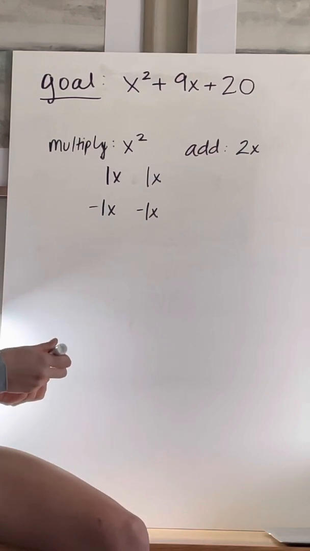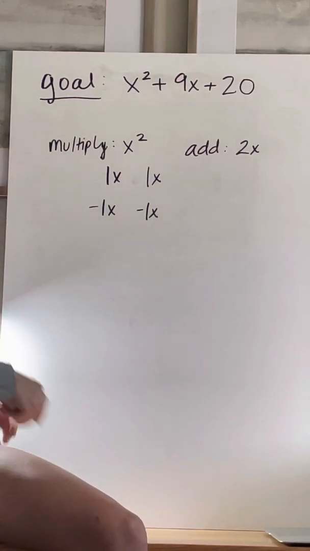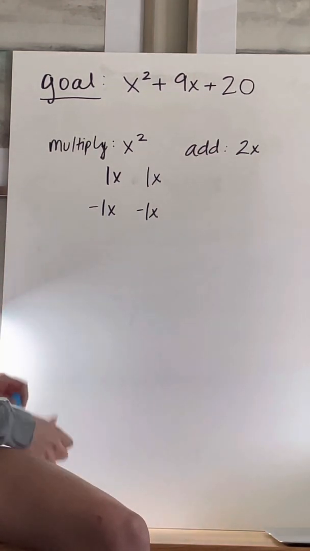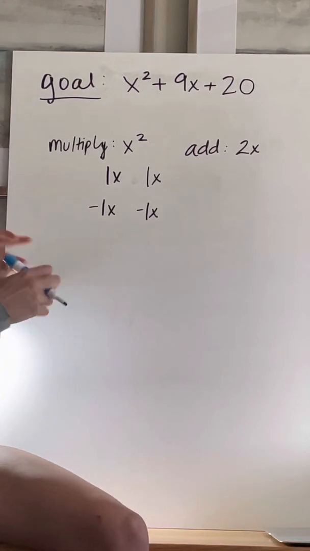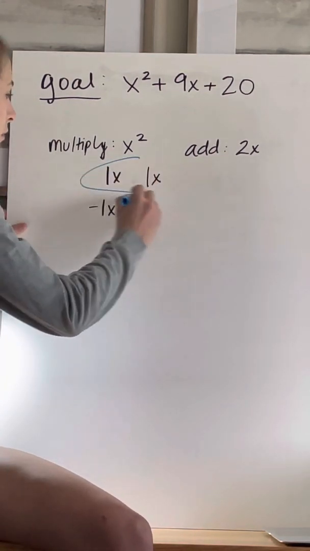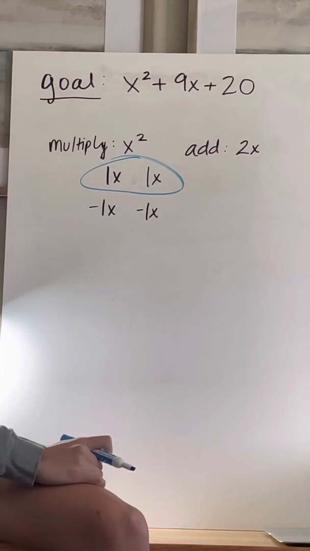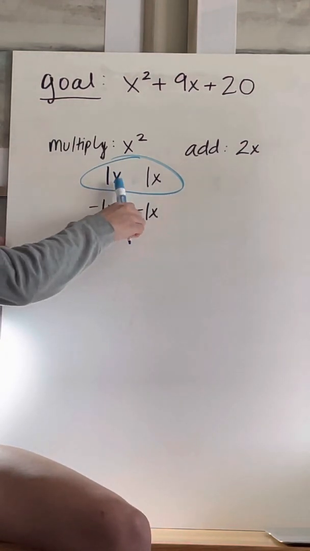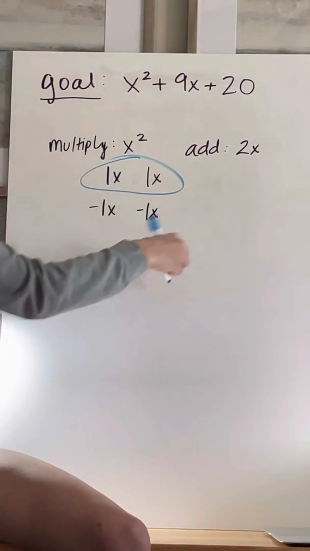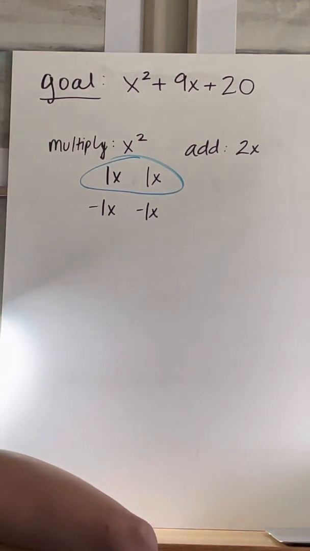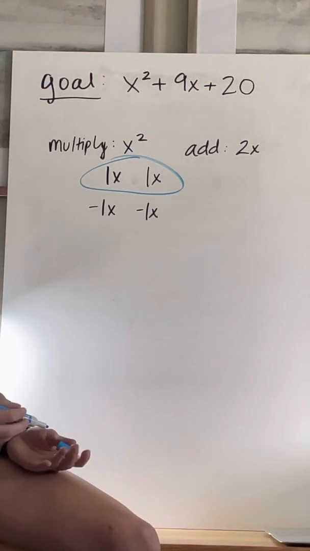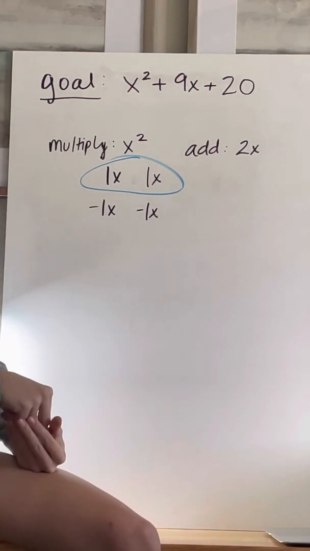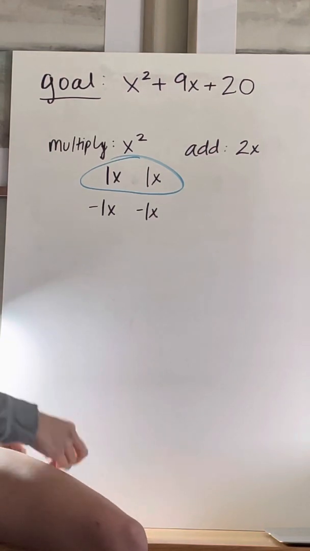So when you look at those 2, which one do you think is going to work? It's going to be this one, right? Because when you add them together, you get x plus x, which gives us 2x. If you did this, it would be negative x plus a negative x, which actually gives us a negative 2x, which we don't want.